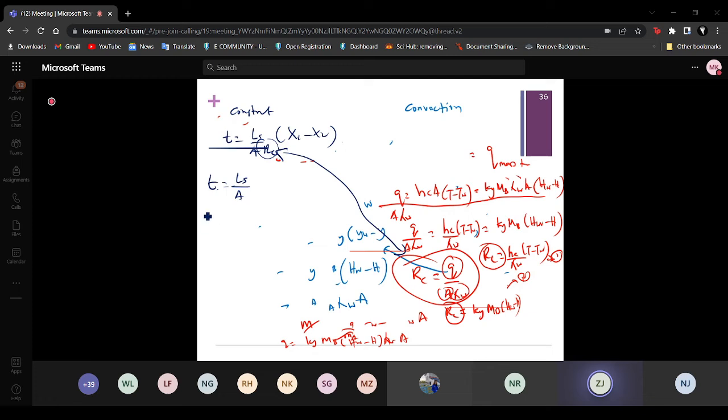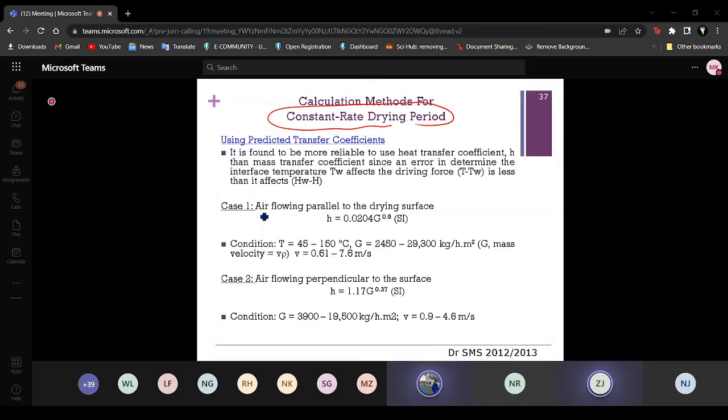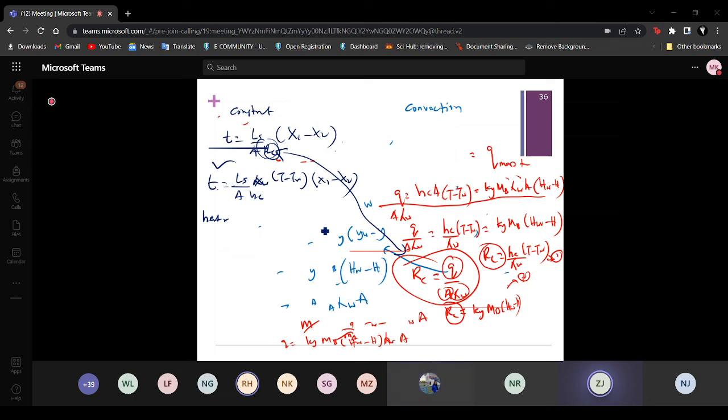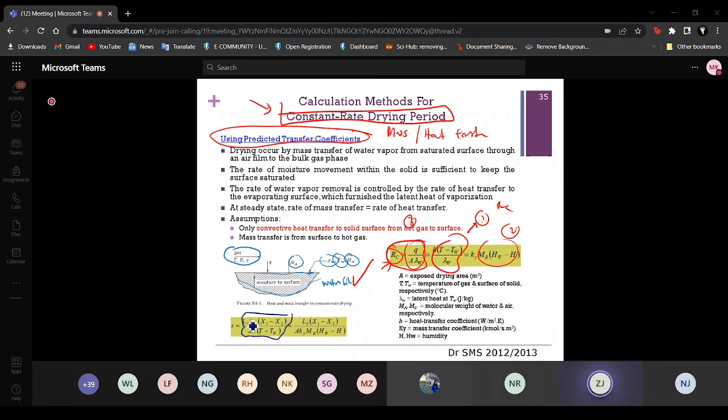Katalah, let's say I replace dengan heat transfer. So RC is equal to HC latent heat T minus TW. So it will become RC here, so you're going to HC latent heat, T minus TW, X1 minus X2. Right, so this is how to find the time kalau menggunakan heat transfer. So you just transfer the RC tu, value dia. So dia jadi kat sini lah. So this is a full equation yang dah replace RC.